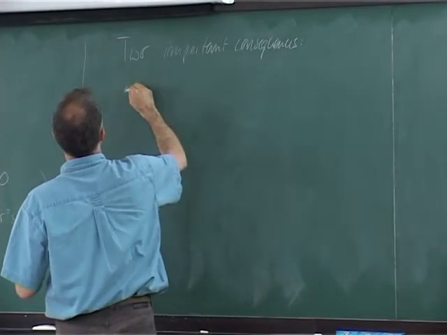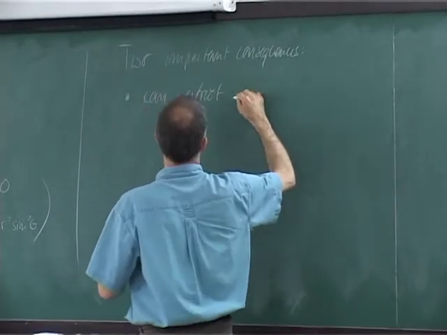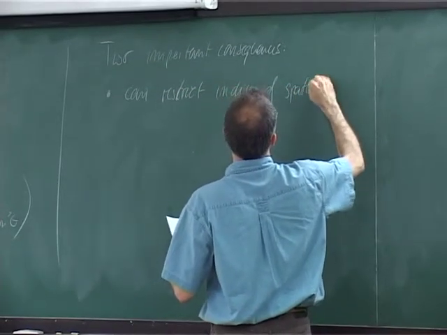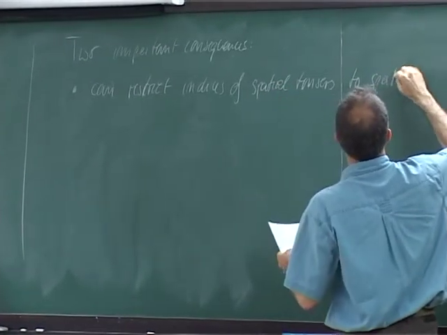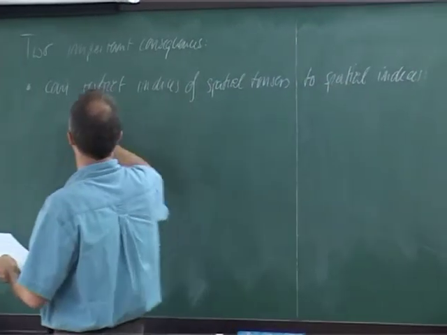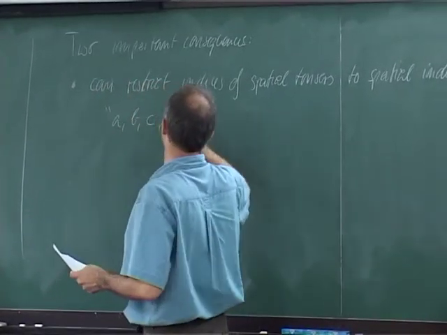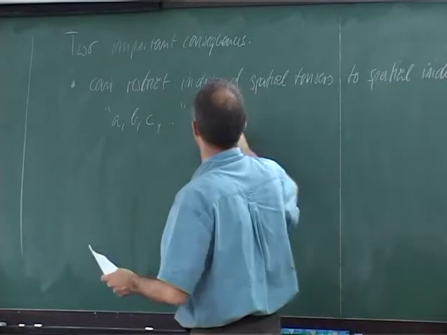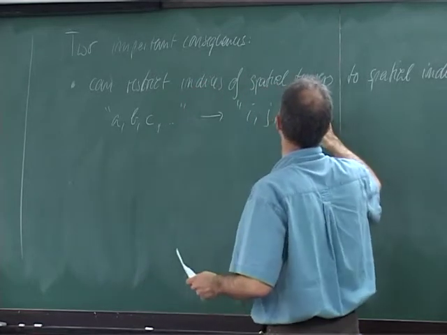So these are the two important consequences. One is we can restrict indices of spatial tensors to spatial indices. In other words, our space-time indices, which I've denoted with A, B, C, D, and so forth, we can replace with space indices, which I denote with I, J, K, and so forth.